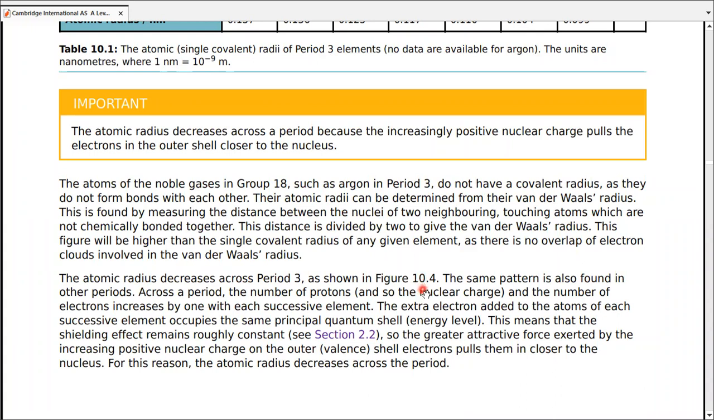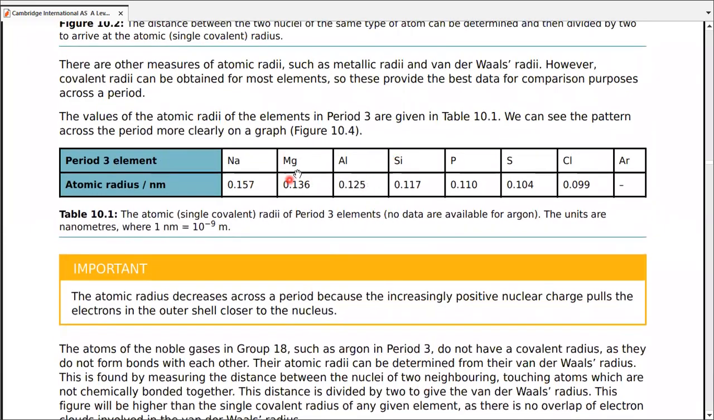Now, the atomic radius decreases across the period because the increasingly positive nuclear charge pulls the electrons in the outer shell closer to the nucleus. I hope you understand this reason. Let's go through this. If we're talking about a period, remember the shell remains the same. If we're talking about period 3, we're probably talking about the third shell being filled. Now, if the third shell is being filled, you won't change the shell, so there won't be any changes in electron shielding. There won't be any changes in number of shells. You will just be filling in the protons and the electrons in the same shell.